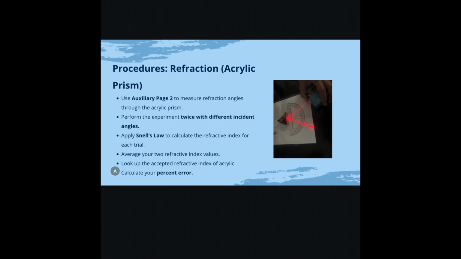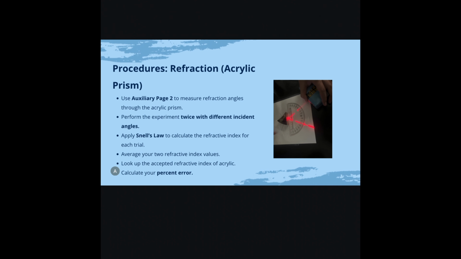Next, we moved on to the refraction using the acrylic prism. With auxiliary page 2, we measured how the light ray bent as it entered and exited the prism. We repeated the experiment twice, using two different incident angles so we could compare our results.